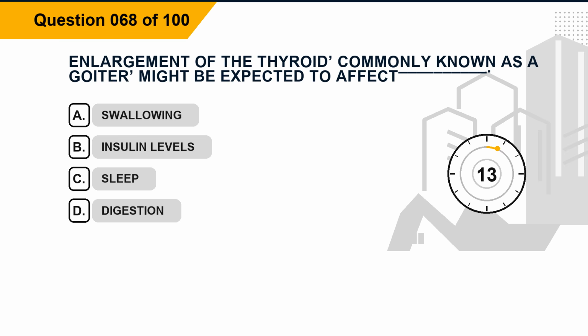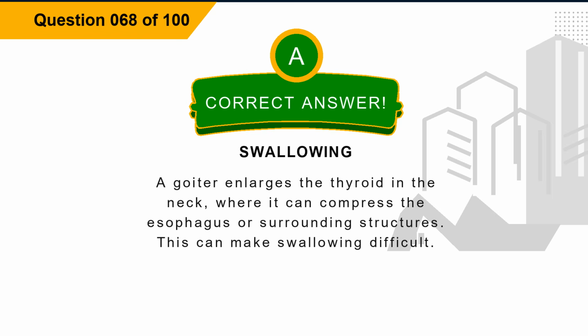Question 68. Enlargement of the thyroid, commonly known as a goiter, might be expected to affect blank. Option A, swallowing. Option B, insulin levels. Option C, sleep. Option D, digestion. The correct answer is option A, swallowing. Explanation. A goiter enlarges the thyroid in the neck, where it can compress the esophagus or surrounding structures. This can make swallowing difficult.